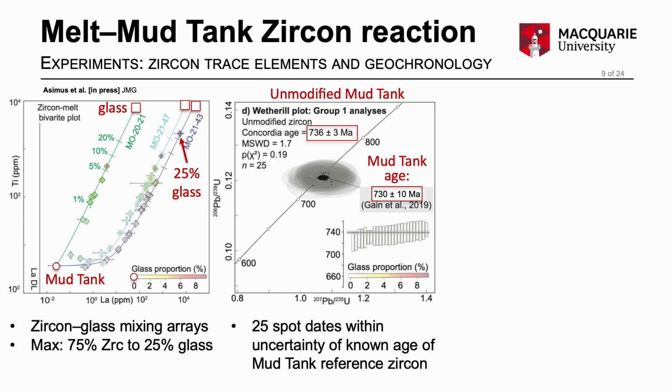25 laser spot dates on zircon domains with very low glass inclusions return a weighted average age close to the published age of the Mud Tank reference standard. This is consistent with these domains not having reacted much with the melt.